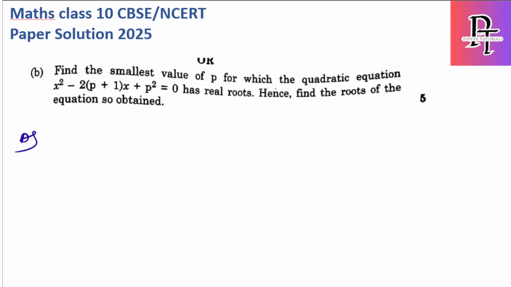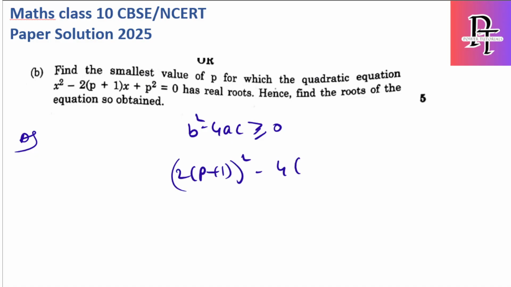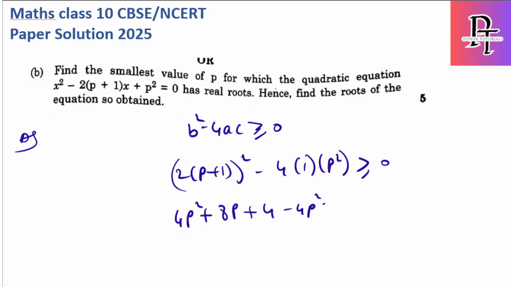Find the smallest value of P for which the quadratic equation has real roots. For real roots, what is the condition? b square minus 4ac should be greater than or equal to 0. Okay. So what is b here? 2 into P plus 1, whole square, minus 4 into 1 into P square is greater than or equal to 0. So if I square, I will get 4P square plus 2ab is 2P into 4, 2P into 4 is 8P plus 4 minus 4P square greater than or equal to 0.